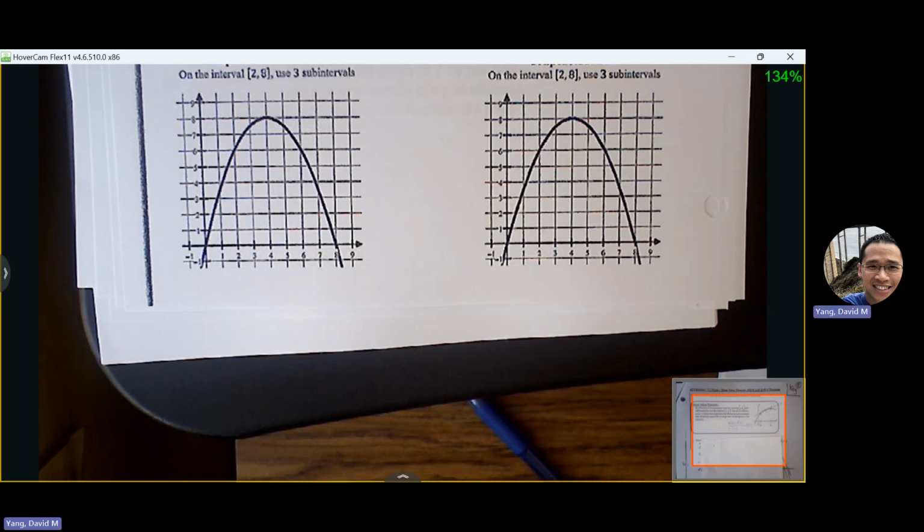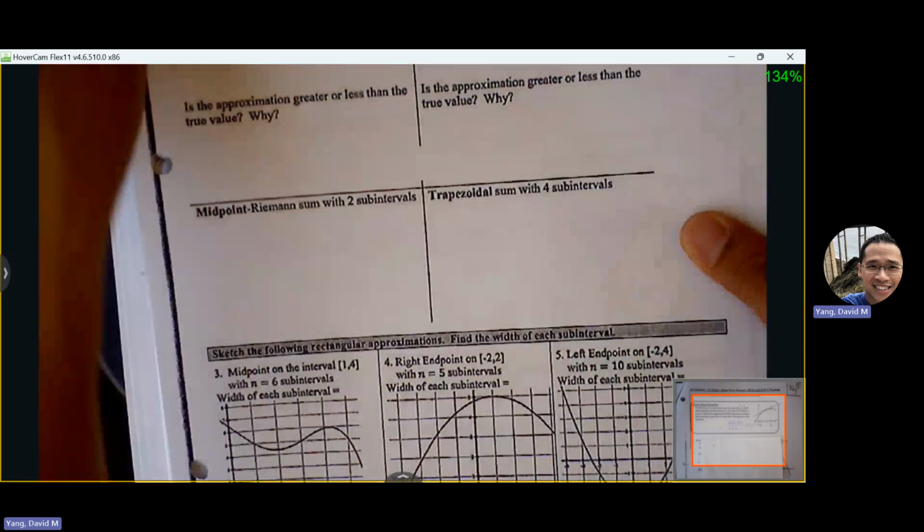Typically, this is not the way that the AP exam will ask you questions about approximating the area of a region. Typically, they will give it to you in a table of values. So I want to show you what that looks like on the AP exam. So page 8.